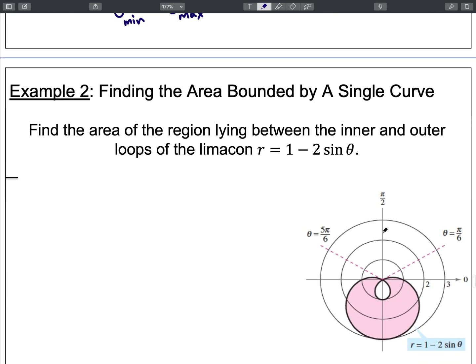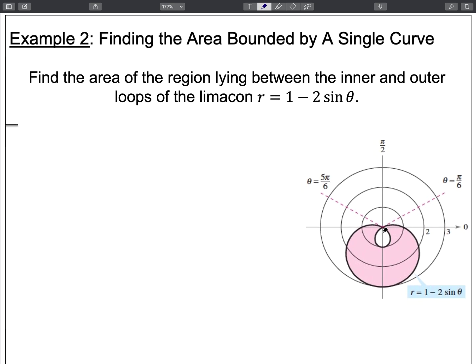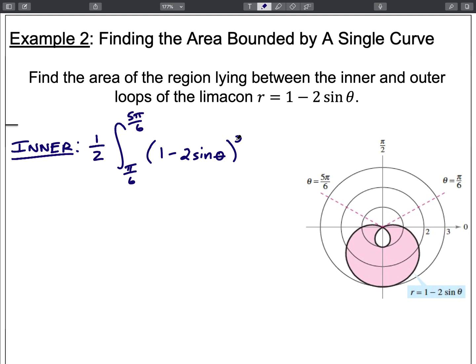So I'm going to use another slide so I have some extra space. The first part's actually not bad. We've already figured out how we could find this inner loop. So the inner loop, we could find the area with our formula. We know the formula starts with a half. We have an integral. Where should we start the integral? Well, we should start it at pi over 6. That's in quadrant 1. Where should we stop it? We should stop it at 5 pi over 6, which is in quadrant 2. You should then take r, which is 1 minus 2 sine of theta. You should take that quantity, square it, and then d theta.